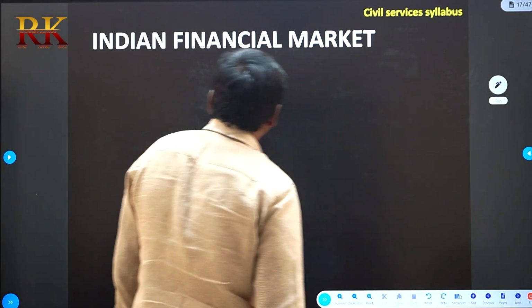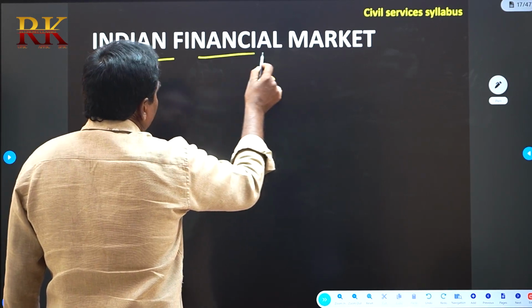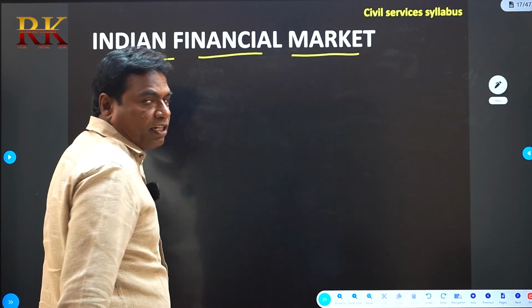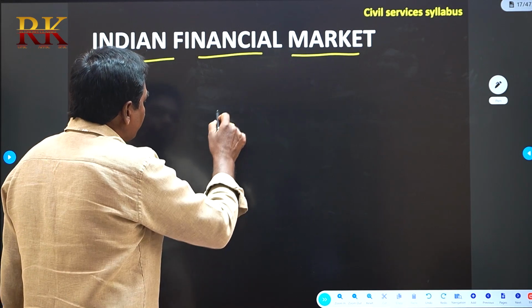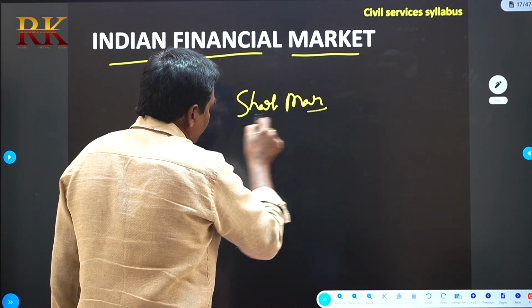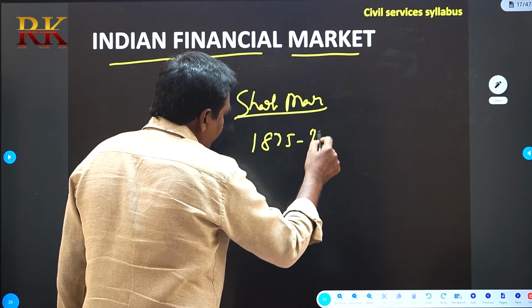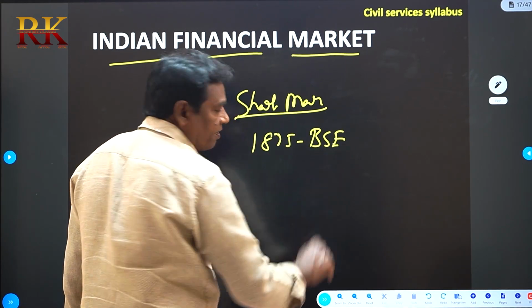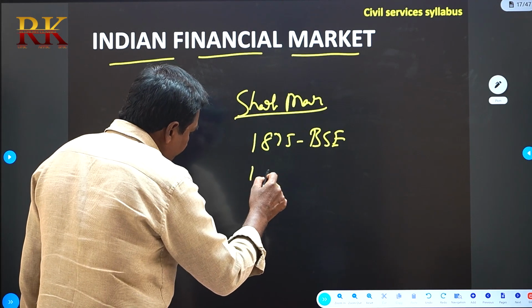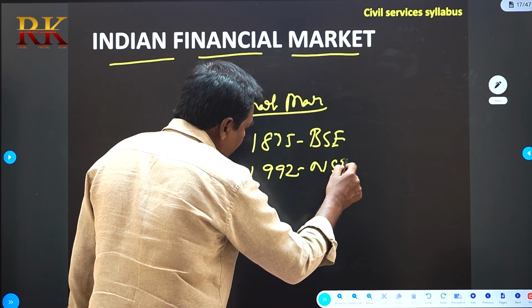Then the next one, the Indian financial market. That is the Indian financial market. It is about the share market. In 1875, the BSE, Bombay Stock Exchange, was first introduced. In 1992, the NSE, National Stock Exchange.